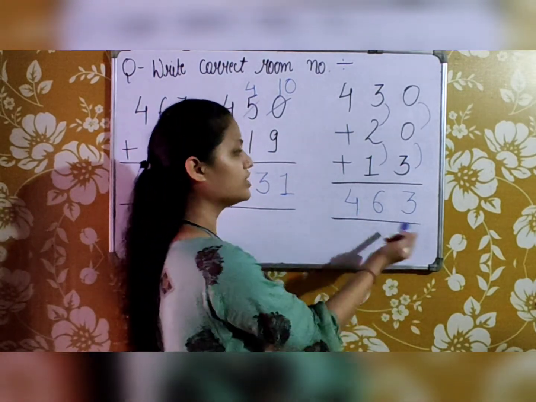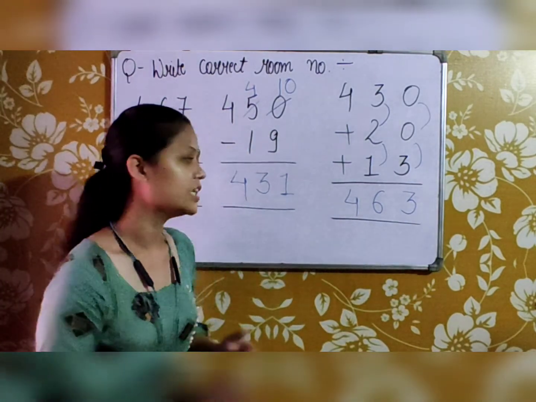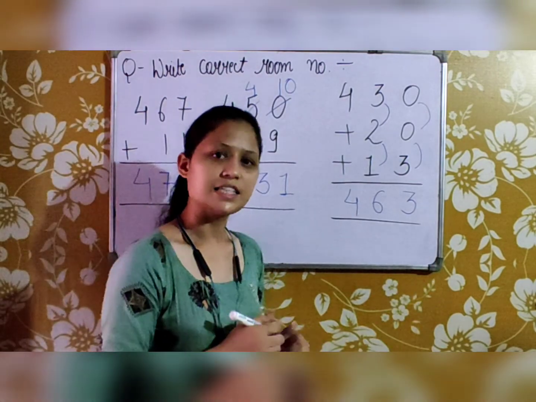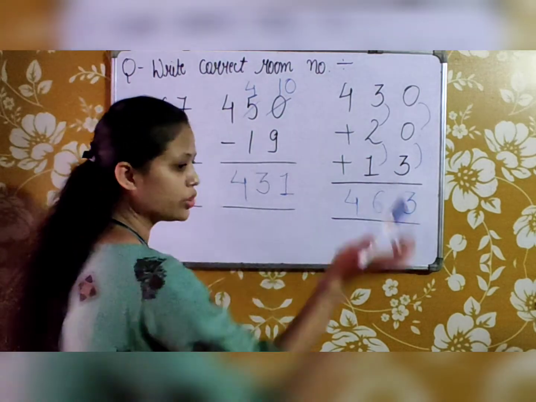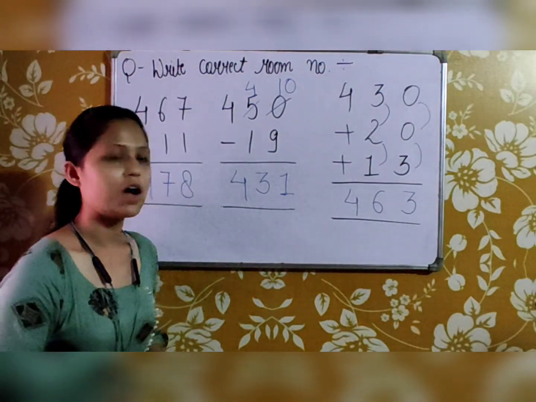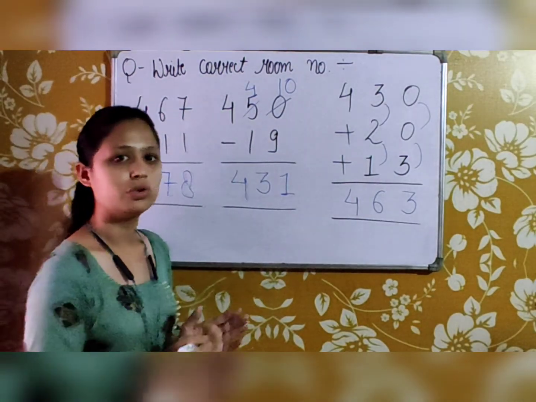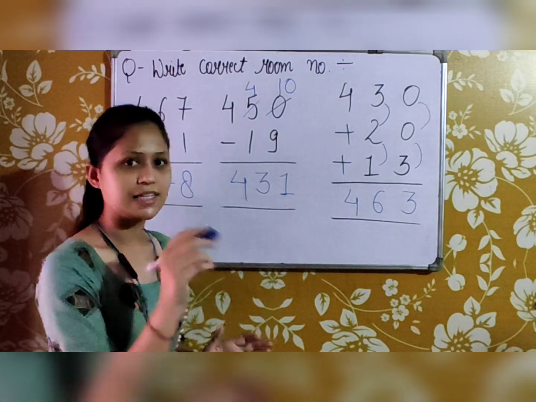The answer is 463. So you will circle 463 in the table that is given in your book. So this is how you will solve these questions, and you have to circle all the answers in that table.